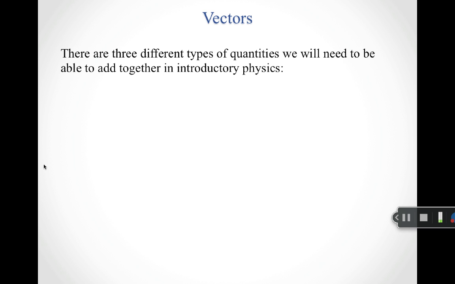So in terms of what we're going to deal with in introductory level physics, basically there are three types of quantities that we're going to need to add together. We're going to add together scalars, we're going to add together vectors, and we're going to add together something known as phasors. So for each of these, there's a difference in what matters.